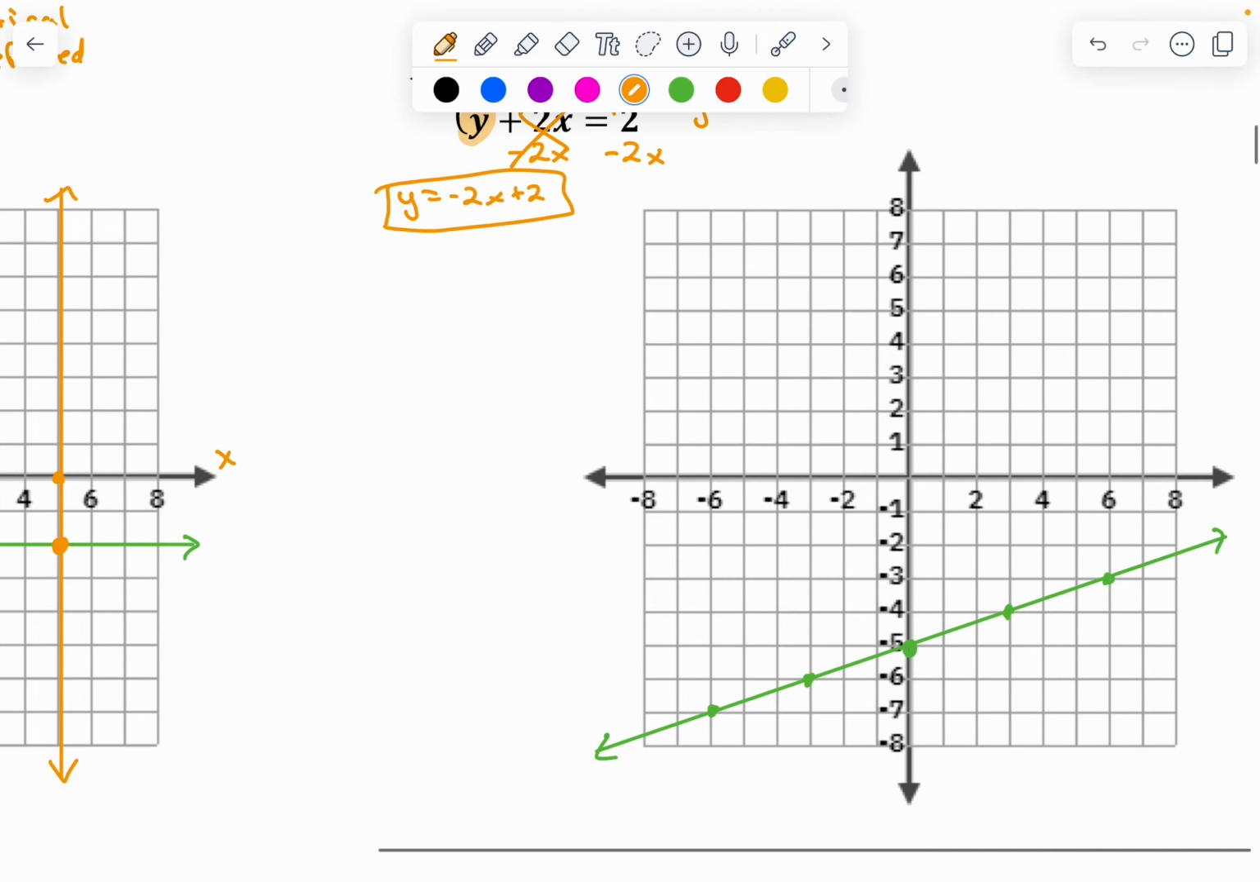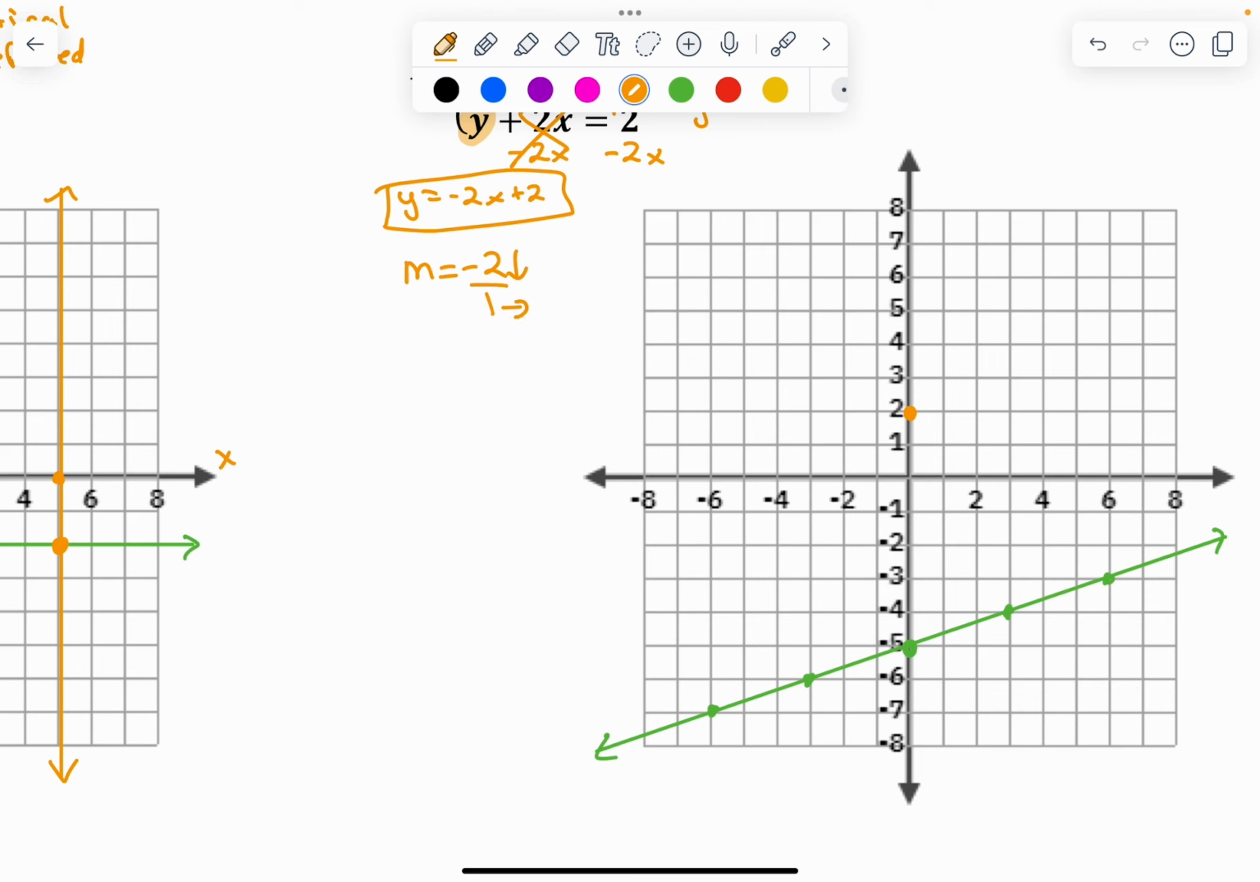My first point is going to go on my y-intercept being +2. My slope for this one is -2/1. So I'm going to take 2 steps down and 1 to the right. And we're going to keep doing that until we finally hit. And there it is. I went ahead and hit that line that we had drawn originally.